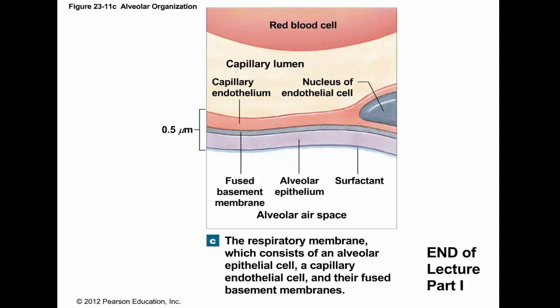So air moves from the alveolar airspace through the surfactant, through the alveolar epithelium, through the fused basement membrane, through the capillary endothelium, through the plasma to the red blood cell. And likewise, carbon dioxide moves back the other way. So that's the end of this part of the lecture.